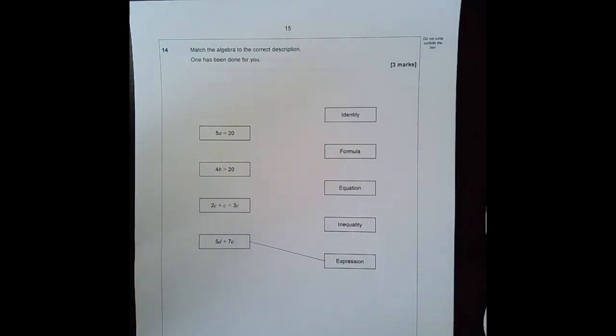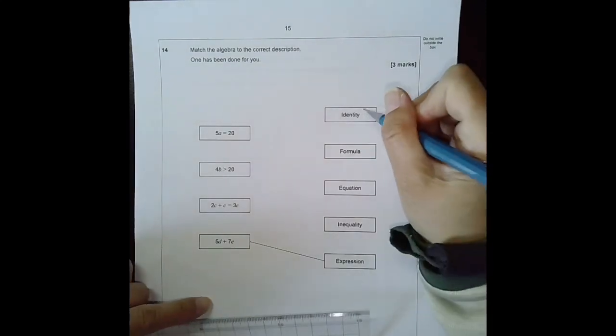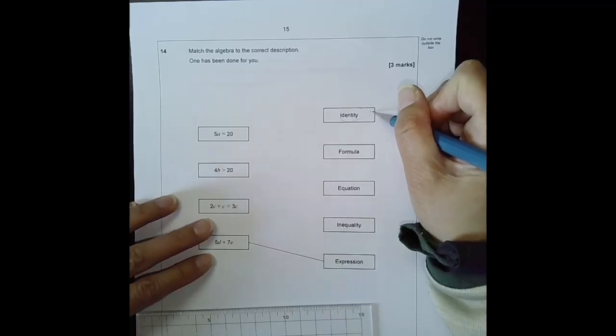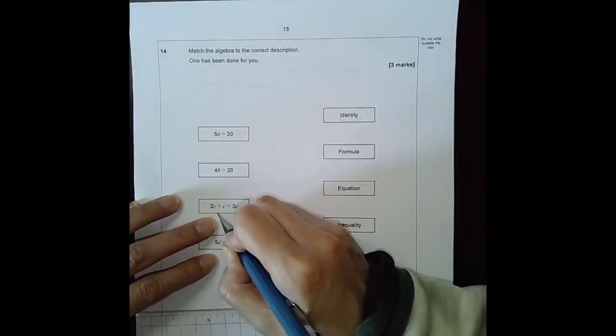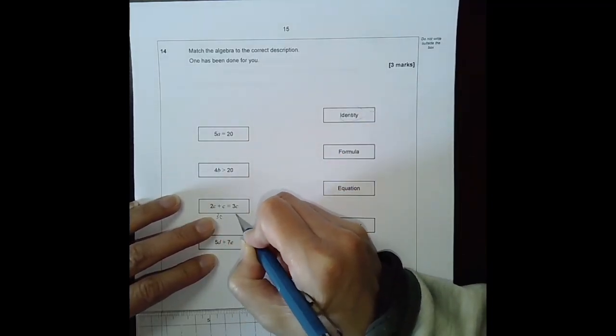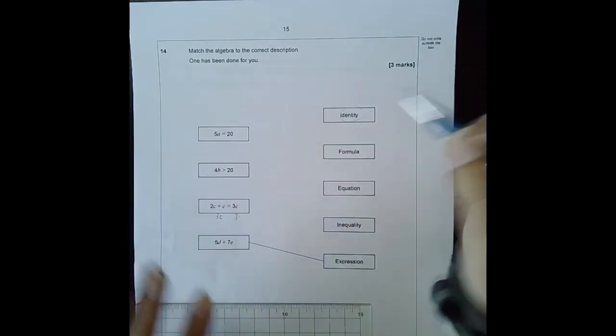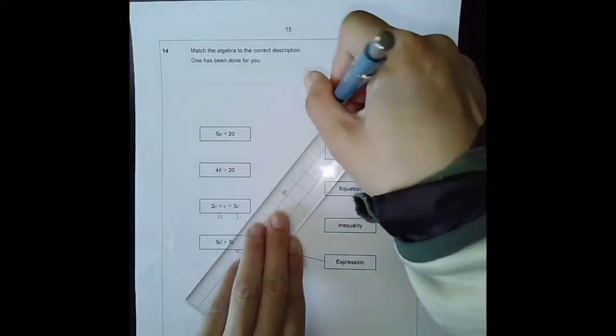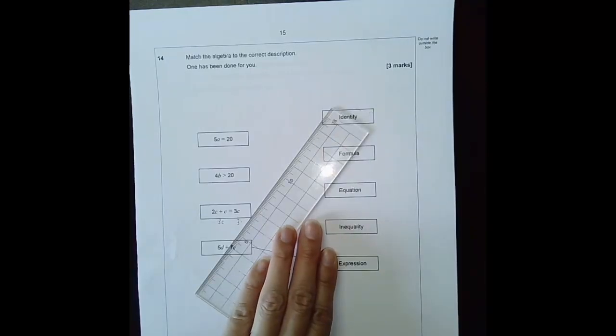Let's find out which one is an identity. First of all, an identity is something that is always true. So if we simplify this one, 3c and 3c, the two sides are true for any variable. So this is an identity. So this is how I'm going to mark that.